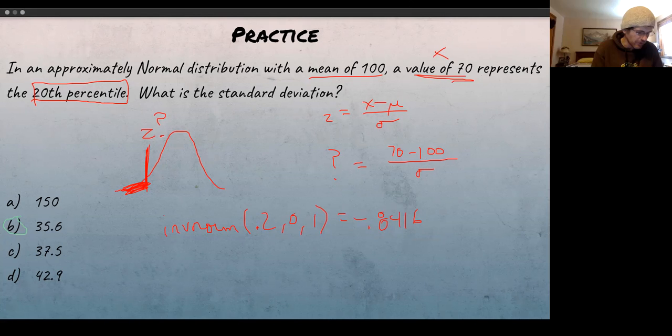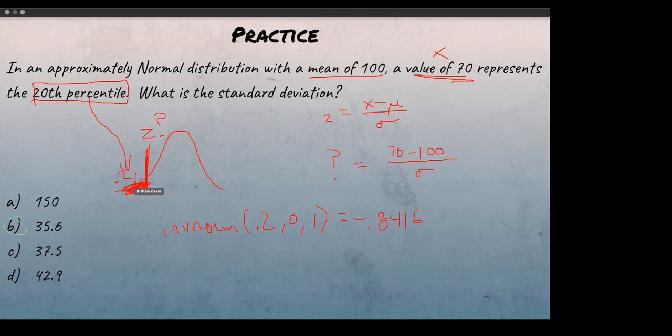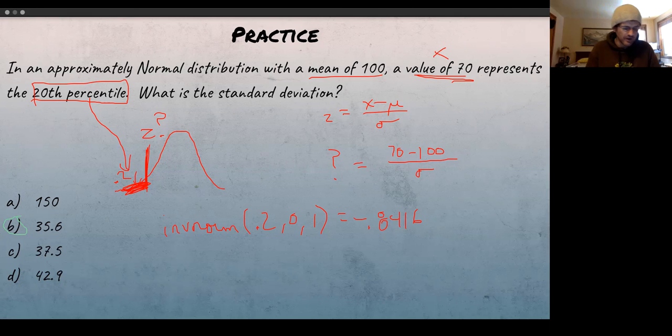The 0.2 comes from the fact that it's the 20th percentile. So that means 0.2 of the area falls below it. Okay. So it's helpful to remember that 20th percentile means this data point represents the spot where 20% of the data falls below it. So if we've got 0.2 as the percentile rank and the area below that z-score, there you go. You got the negative 0.8416.